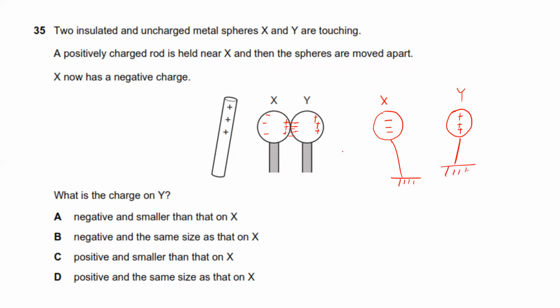So what is the charge on Y? Charge on Y would be positive. Smaller than X, no, it will be equal in size, equal in quantity. So positive and the same in size as X. So answer D is the best case we have.